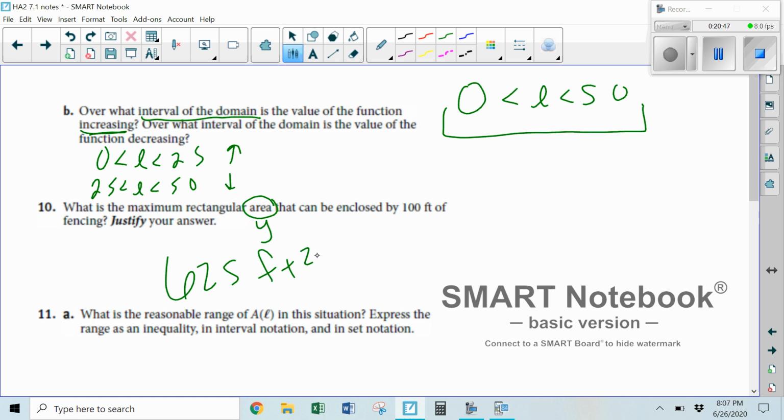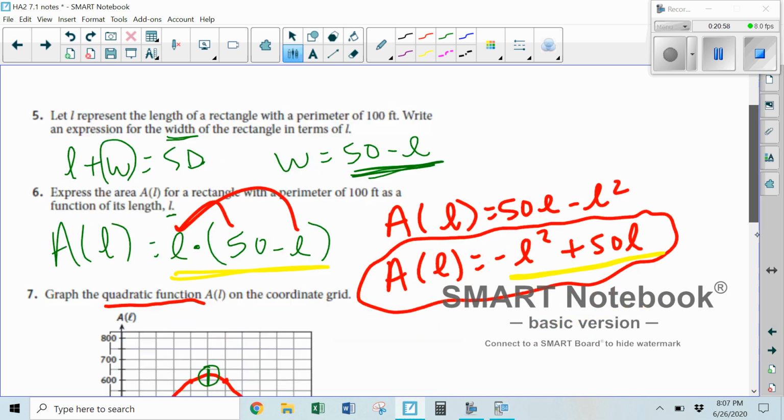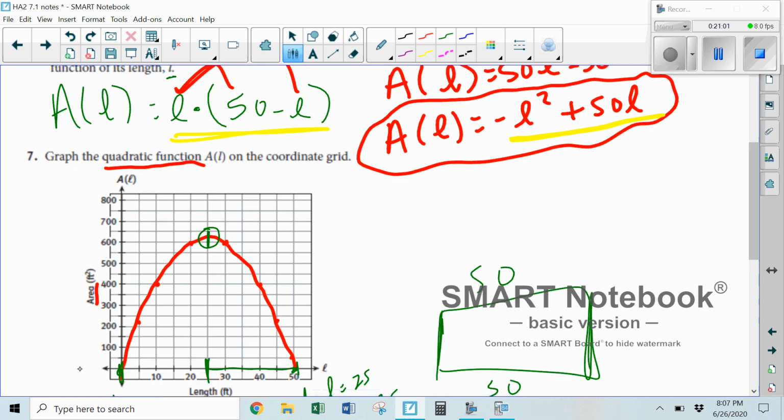And 11, what is the reasonable range of A of L in this situation? Express it as inequality, interval, and set. So let's go back. We're talking the Y values, or in this case, the A values. What is the lowest height? Or sorry, the lowest area is 0. Can I have a rectangle with an area of 0? No, it wouldn't exist if its area is 0. So we're going to go down to 0, but not include 0.